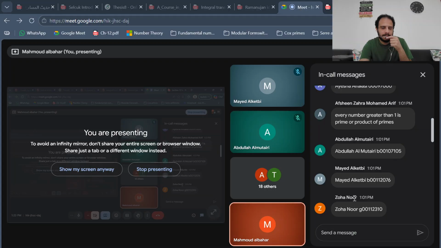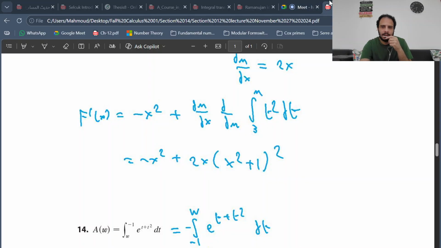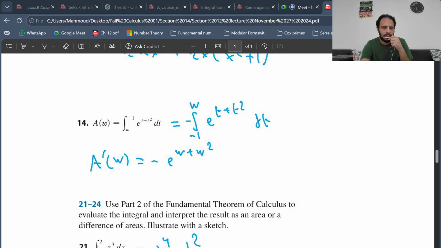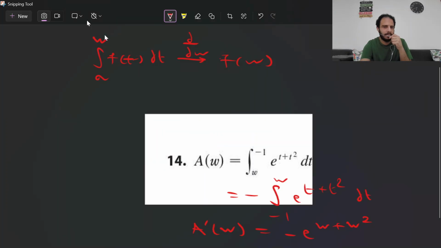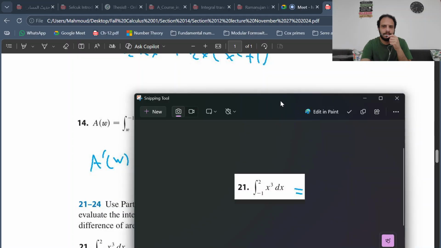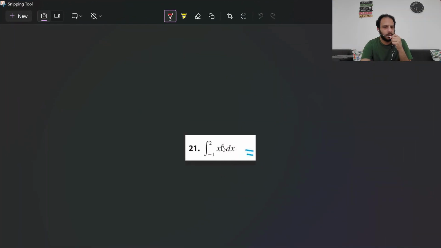Now, Zuhanur. Yes, Professor. I need your help with problem 21. So, integral minus 1 to 2 of x cubed dx. We need to solve this integral. Do you know how to do it? You integrate the x cubed, we get what? You get x to the 4 over 4. Yes. So, x to the 4 over 4, from minus 1 to 2.